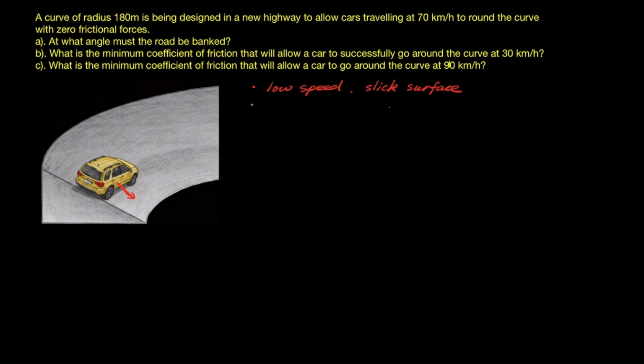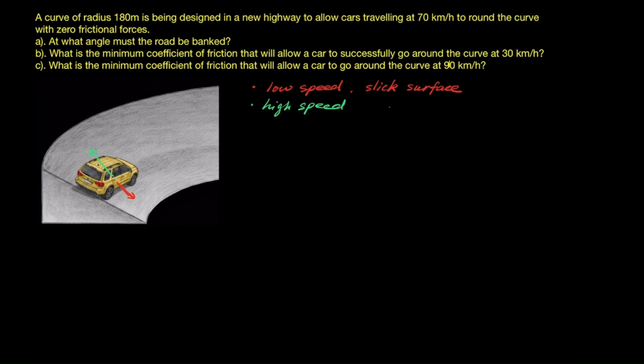Conversely, think about a vehicle moving way too fast, at a very high speed. In this scenario, the car tends to fly away from the bank or attempt to slide up the bank. Consequently, here you will be looking for the conditions that stop the car from flying off the road.